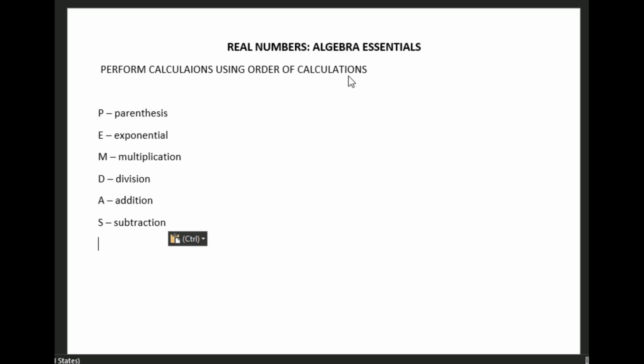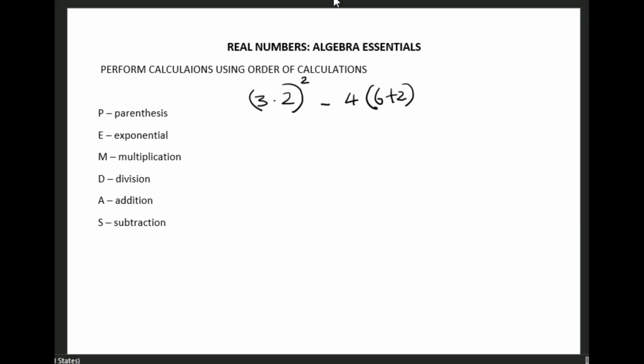And PEMDAS, as seen, means parentheses, the E stands for exponential, M multiplication, D division, A addition, and S subtraction. So we'll be using this as a guide to help us in accurately determining the answer for any given mathematical statement or expression. So take for instance, we have this 3 times 2. The point here is representing times, so it's not a decimal point. Square minus 4 bracket 6 plus 2.